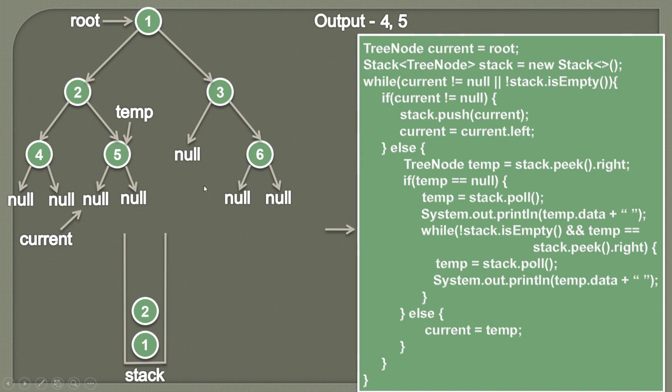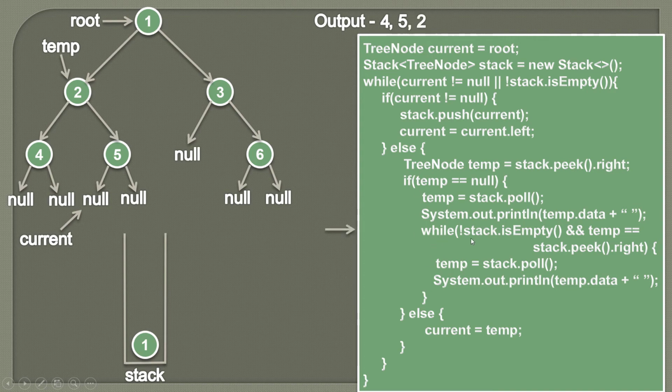So now we can simply poll this element out and we can simply visit because we have already visited its left part and the right part. So this while loop condition will come out to be true. We are polling 2 out and temp will point to node 2. And then we are simply printing the data of this node by visiting it. So 2 will be printed.